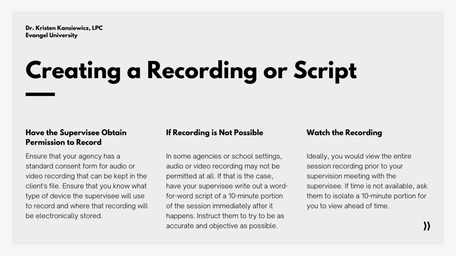If recording is not possible, which is true in some agencies or school settings, then you can have the supervisee write out a word-for-word script as best they can of a 10-minute portion of the session immediately after it happens. So they would know ahead of time that they're planning on this. They would really be attentive during the session, and then they would choose a 10-minute segment and, as soon as that session is over, just start typing and create a word-for-word script that almost reads like a screenplay. And they would hopefully be as accurate and objective as possible.